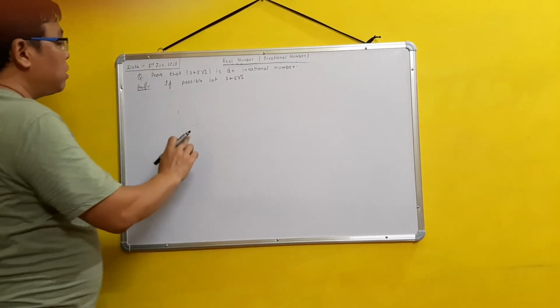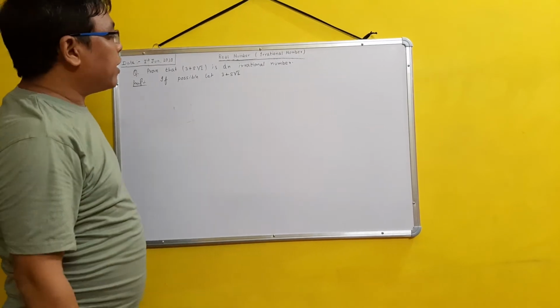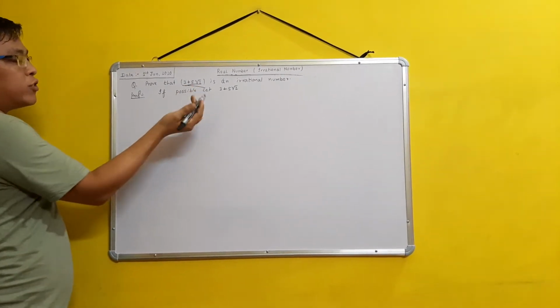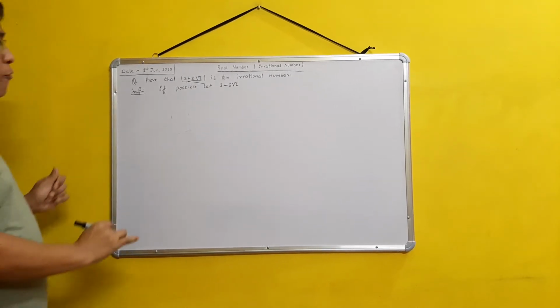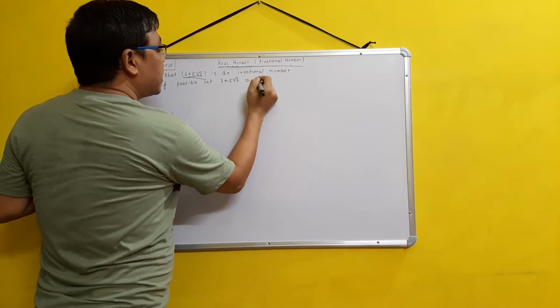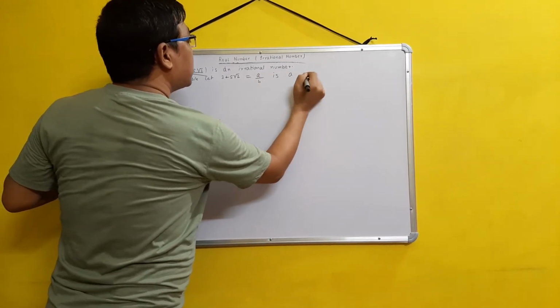So next question, prove that 3 plus 5 root 2 is an irrational number. हमें प्रूव करनी है 3 plus 5 root 2 एक irrational number है. Okay? तो if possible let 3 plus 5 root 2 is equal to a upon b, a rational number.